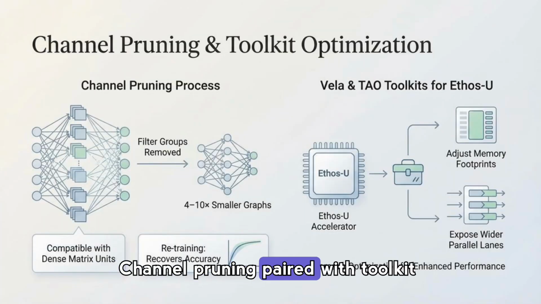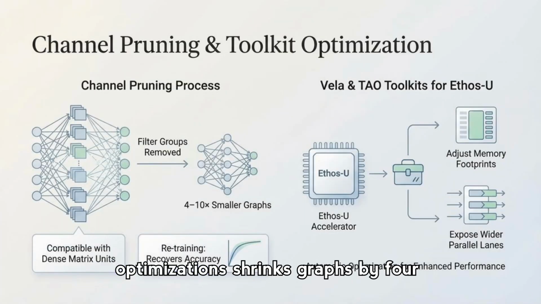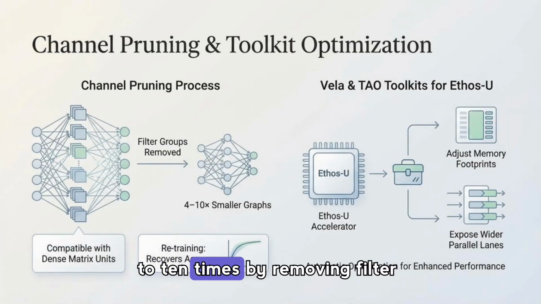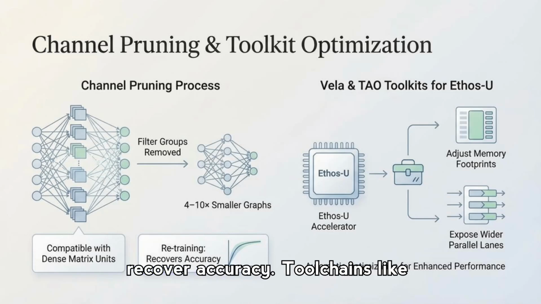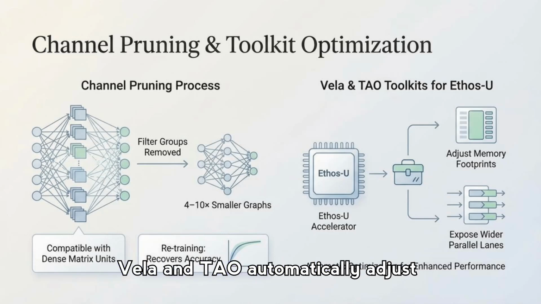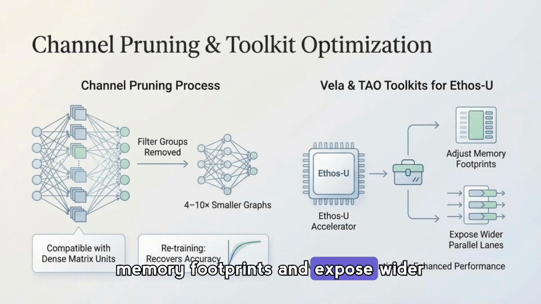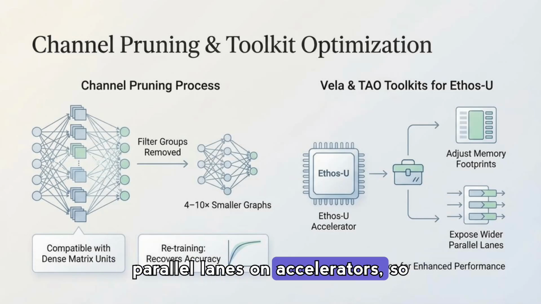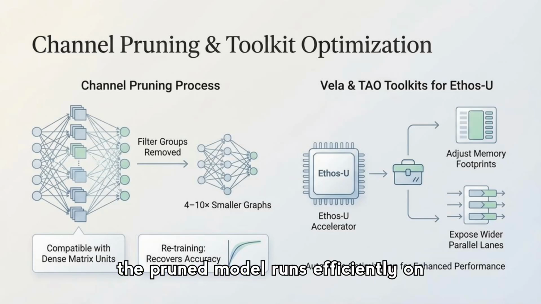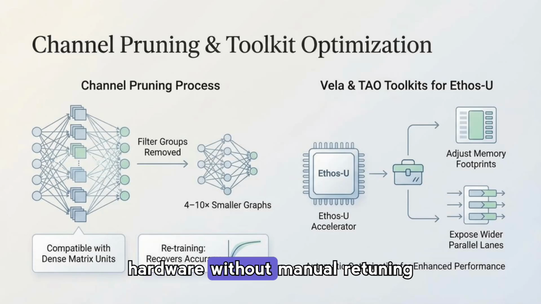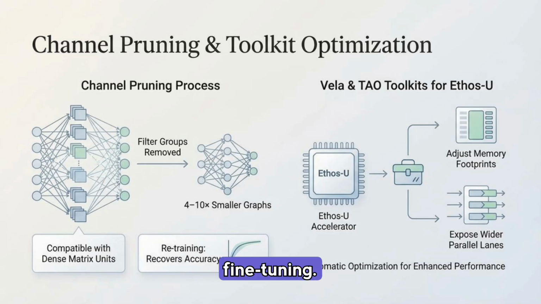Channel pruning paired with toolkit optimizations shrinks graphs by 4 to 10 times by removing filter groups and then retraining to recover accuracy. Toolchains like Vela and TAO automatically adjust memory footprints and expose wider parallel lanes on accelerators, so the pruned model runs efficiently on hardware without manual retuning and with minimal accuracy loss after fine tuning.